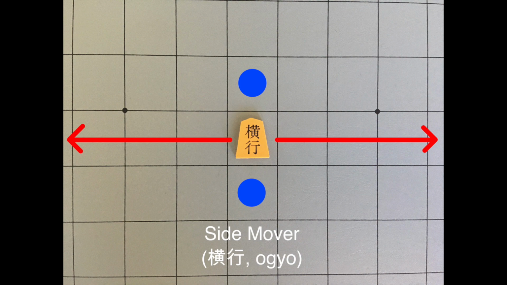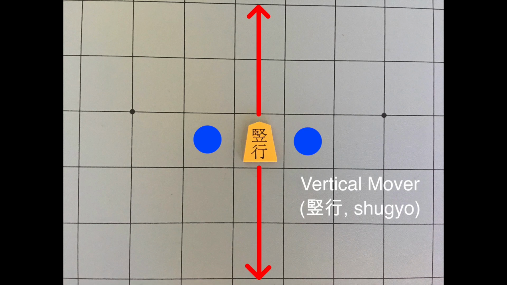The side mover. The side mover may slide any number of squares sideways, or it may step one square orthogonally forward or backward. The vertical mover. The vertical mover may slide any number of squares orthogonally forward or backward, or it may step one square sideways.